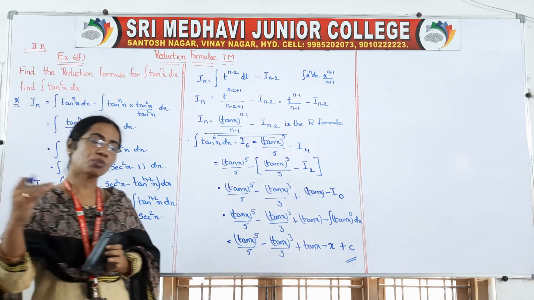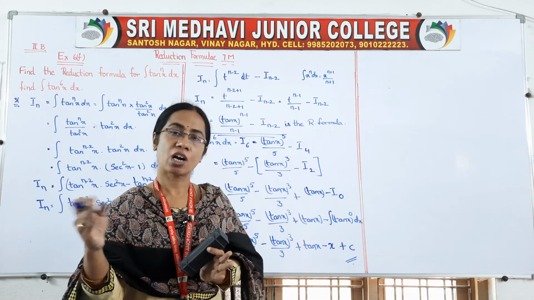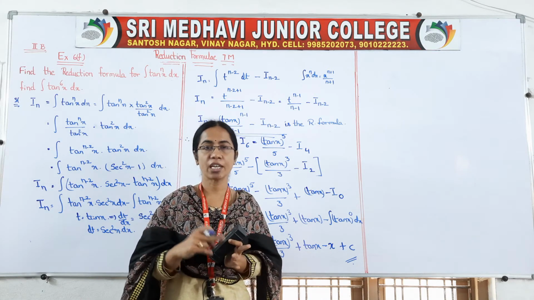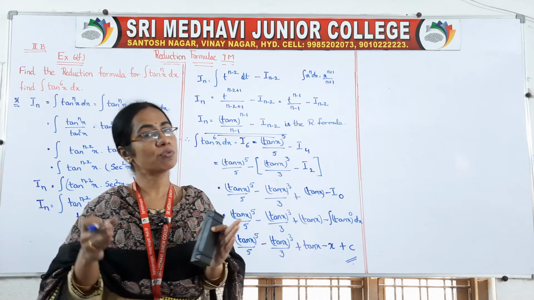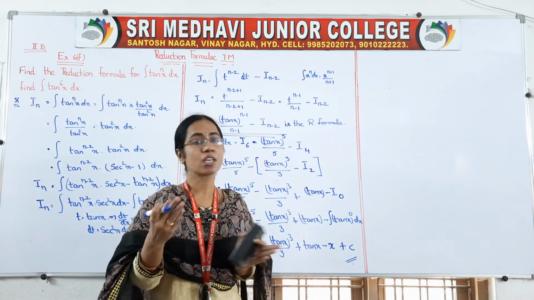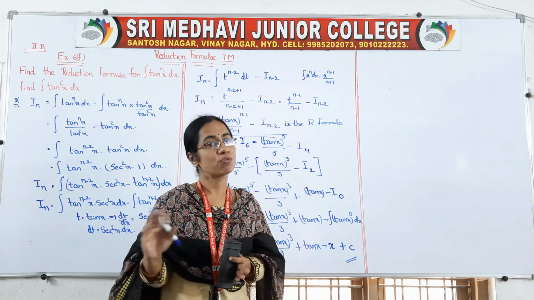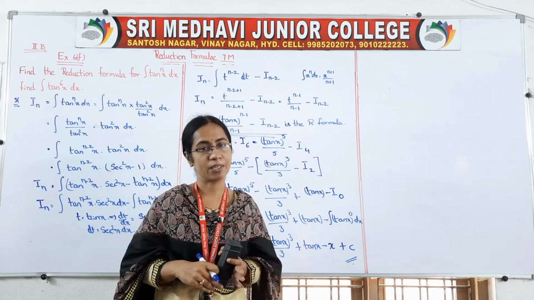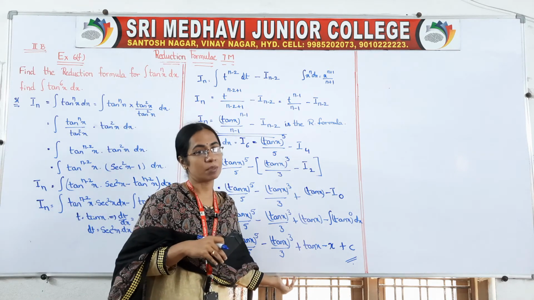Okay, so if you know how to solve sine to the power of nx, we can find cos to the power of nx. If you know how to find tan to the power of nx, we can find cot to the power of nx. If we know how to find secant to the power of nx, we can find the cosecant to the power of nx formula, same method, right. I will give one, you have to solve another one. Okay, so be clear with the concept, right.